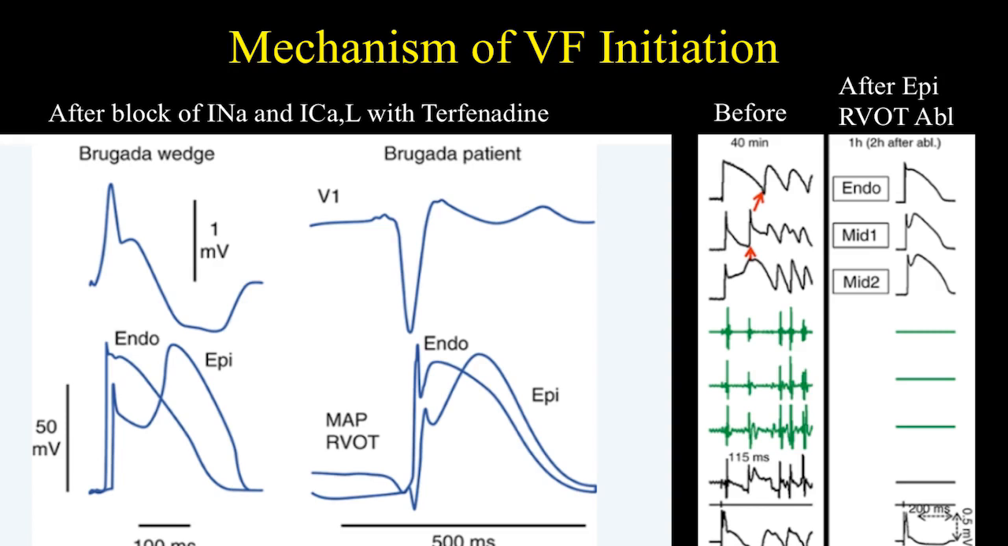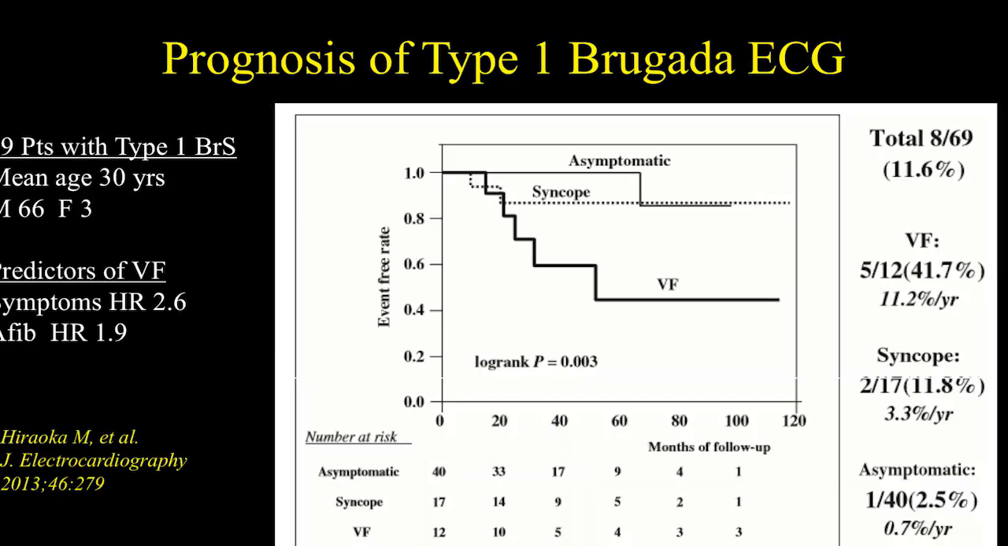Now, if you ablate the RV outflow tract, on the epicardial surface, what happens is you normalize the action potentials. And that has led to a clinical tool, and that is catheter ablation. Now, how do you predict prognosis? Well, it all depends on how they present.